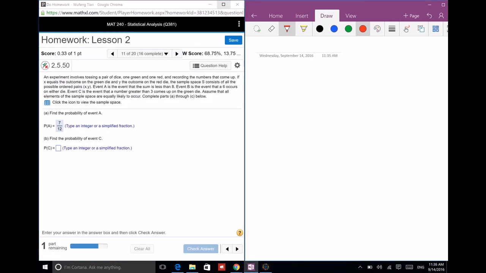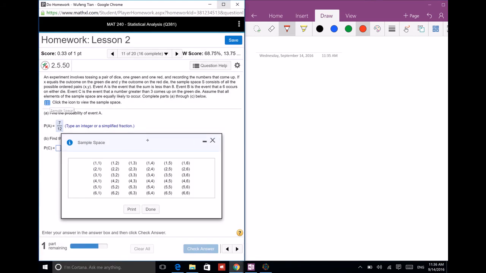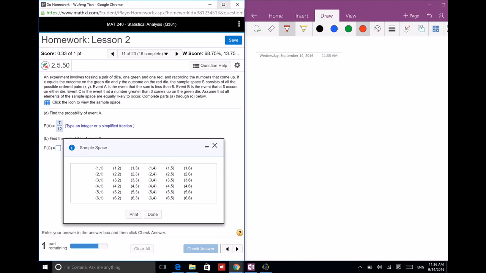Alright, so let's look at this. The experiment involves tossing a pair of dice. It's a pretty easy one as well. Okay, and then let's just look at the probability. The probability of event A is that the sum is less than 8.